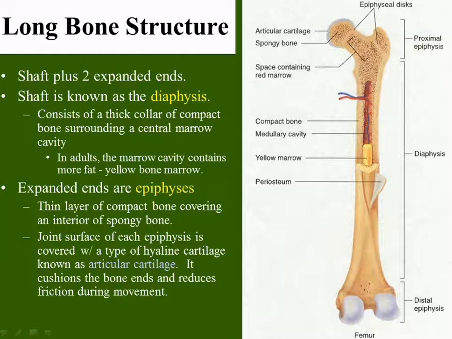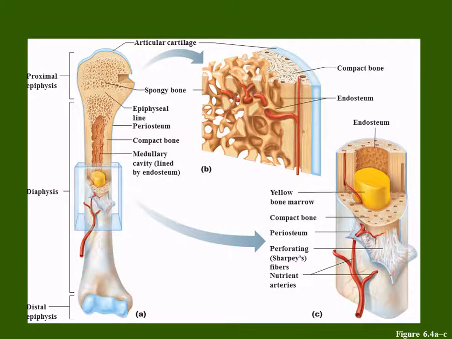It's real smooth and it allows for practically frictionless movement. Practically. And this is a picture out of your text. I think this is the same picture that's in your lab manual too, but you see the different areas. If we look at the compact bone, it's really dense. We can actually zoom in and you can see how dense it is. Here's a spongy area that looks like a sponge, but it's really hard.